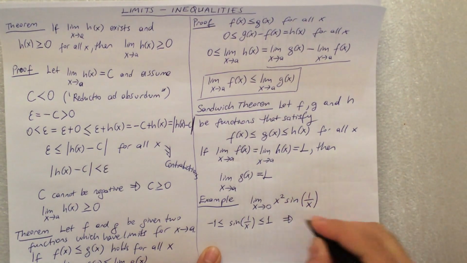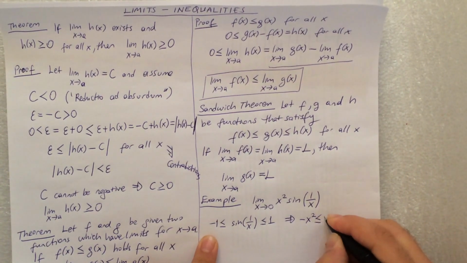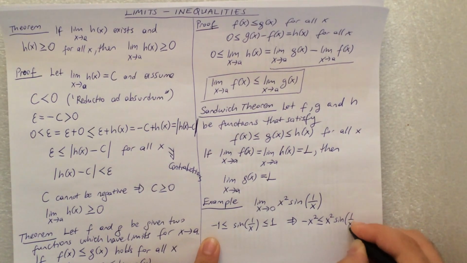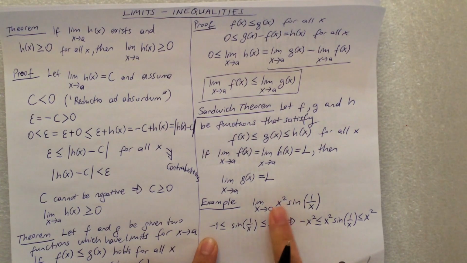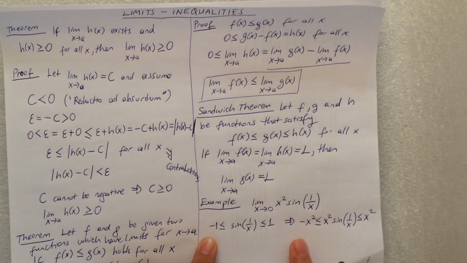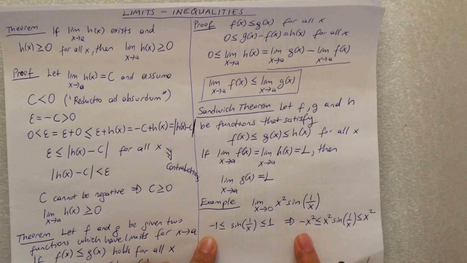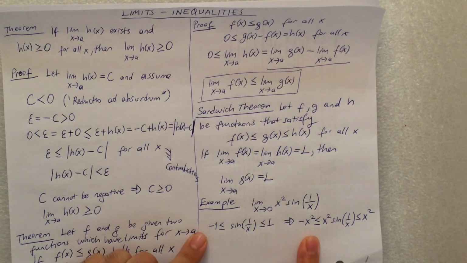And this means minus x squared is less than or equal to x squared sine 1 over x, which is less than or equal to x squared, because x squared is always a non-negative value, so I can easily multiply each term by x squared without changing the direction of the less than or equal to sign.